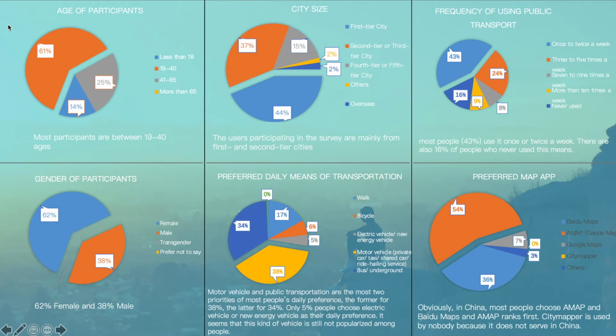First of all, we obtained the following data through questionnaire survey. Most of our participants are users aged 19 to 40. Most of them come from China, including first-tier cities and second-tier cities. These cities have a good public transport network, but 43% of our participants use public transport only once or twice a week. Motor vehicles and public transport are the daily choice of most people.